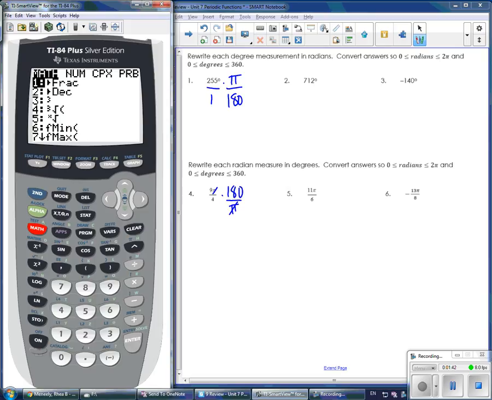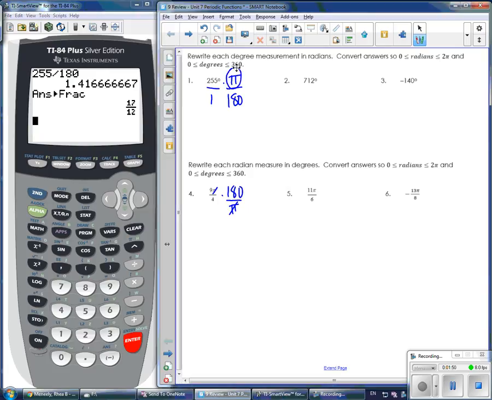When I do this, I'm going to get a decimal answer, but I can change it back to a fraction by hitting my math button. The very first option will change it back to a fraction for me, and I get 17 over 12. Now don't forget, you still have a pi, so it's going to end up being 17 pi over 12. We're just using our calculator to help us with the fraction part.